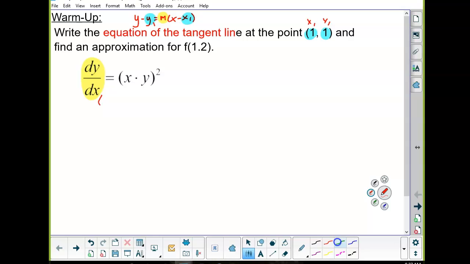Sometimes you'll see people put a line and put like a 1, 1 here. So you're evaluating the derivative when x is 1 and y is 1, which is just 1 squared or 1. So there's my slope. It was plugging in the given point, and just whatever the differential equation told me to do with x and y, that's what I did. So there's my slope.